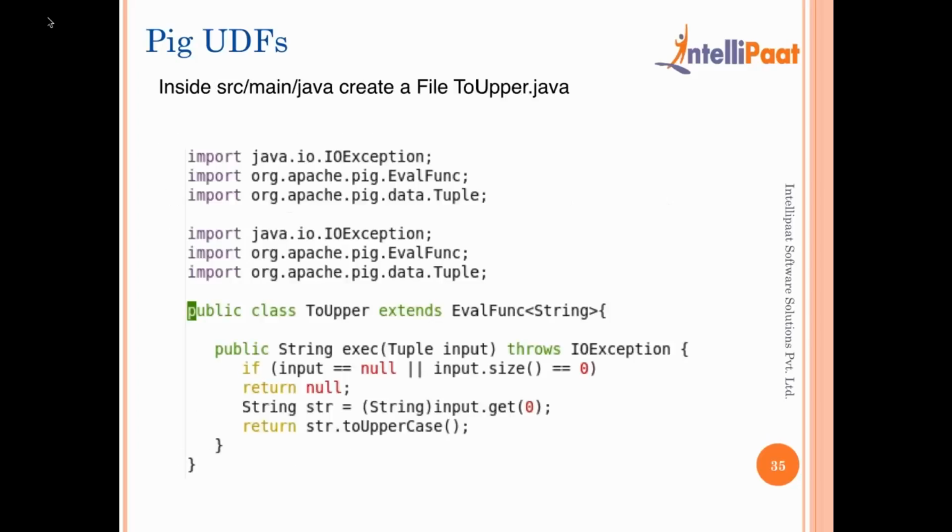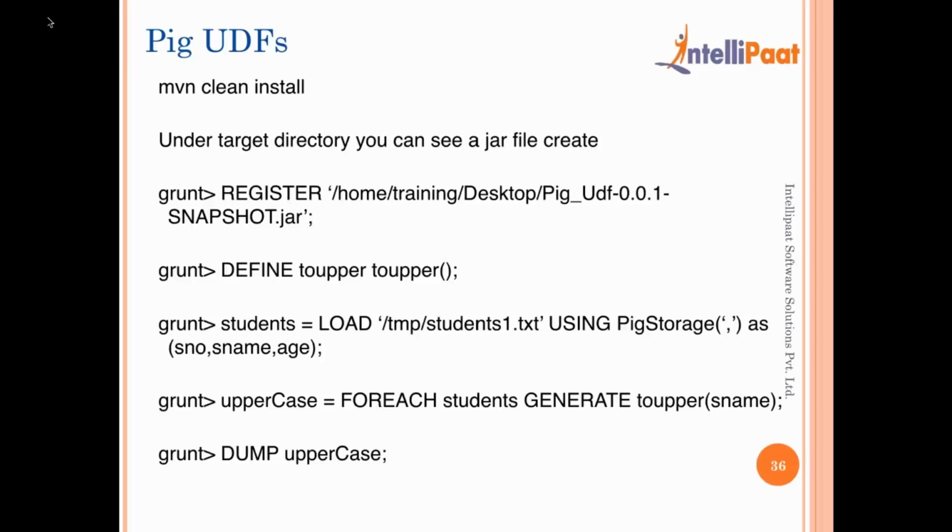Your class name has a capital T and capital U, whereas when you are defining it, it's case insensitive. So you can write toupper in small letters, and once you define it, you can use that function to do the transformations.